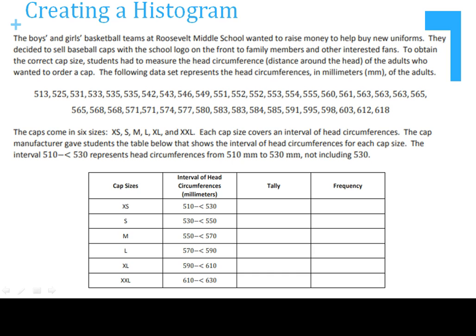Our first goal in creating a histogram is tallying up the values that fit between each interval. Luckily for us, the dataset includes all the numbers listed in order. Let's calculate how many tallies would include numbers in the 510 to less than 530 range. 1, 2, looks like only 2 values. From 530 to less than 550, we have 1, 2, 3, 4, 5, 6, 7, 8.